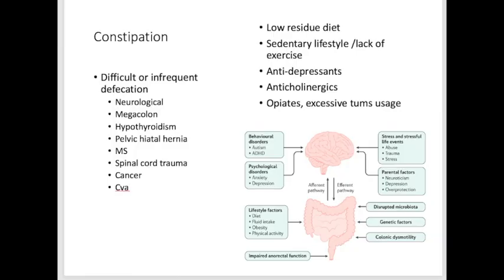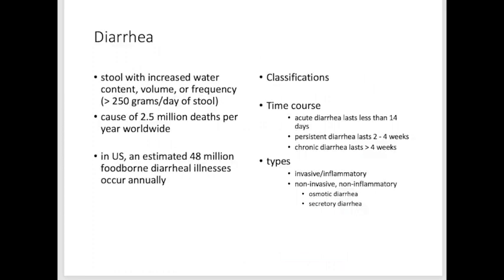Constipation, we have a couple different types of this as well. You can see difficult or infrequent defecation, low residue diet, anticholinergics, opioids. Diarrhea, so this is stool with increased water consistency, still has a lot of deaths associated with it, and this is usually related to a food-borne diarrheal illness. You can see here invasive and inflammatory versus non-invasive, non-inflammatory.